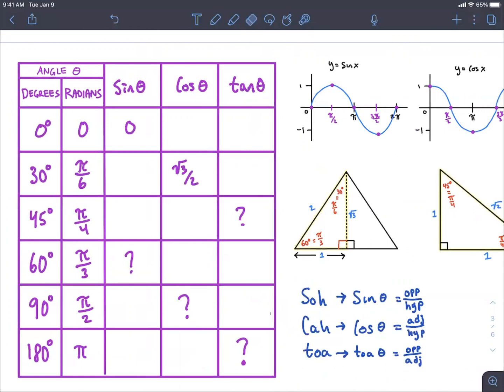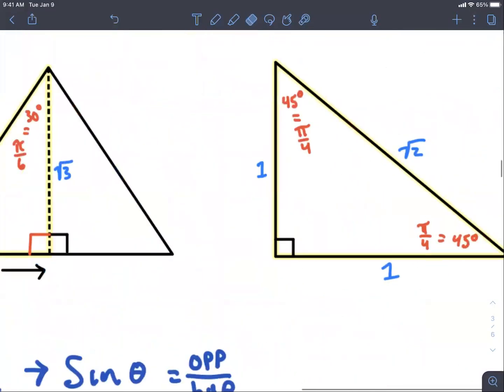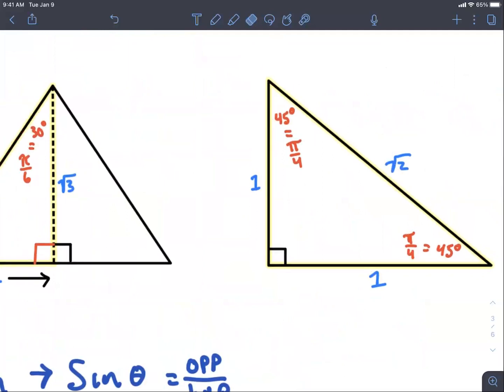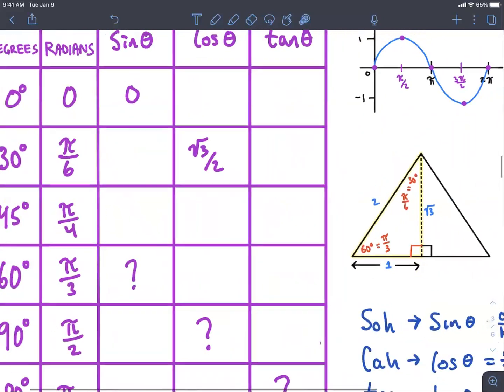And let's do this next one here. So I want the tangent of pi over 4, and I can just go over to this little triangle over here. The tangent is the opposite over adjacent. It's the TOA. So it would be 1 over 1, which is just 1.